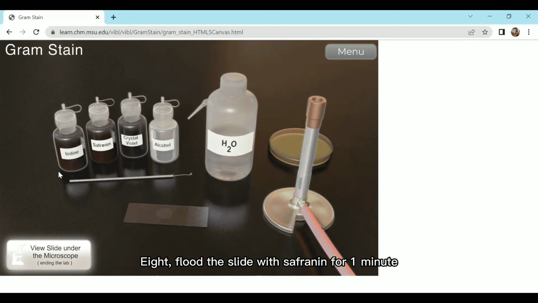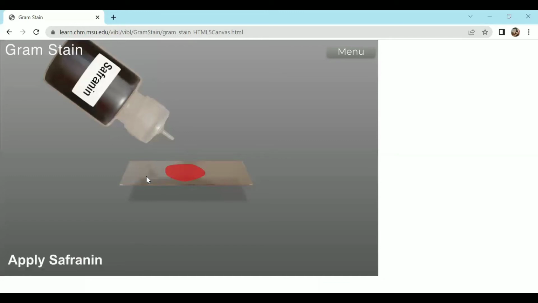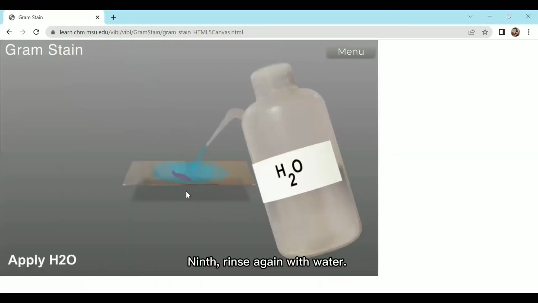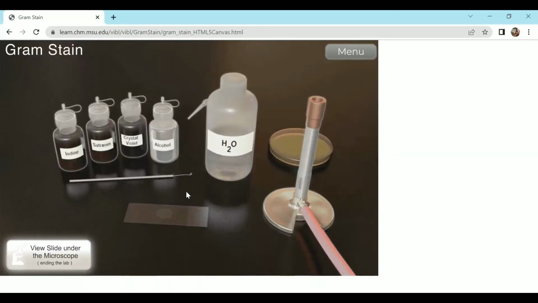Eighth, flood the slide with safranin for 1 minute. Ninth, rinse again with water. And last but not the least, we can now finally view the slide under the microscope.